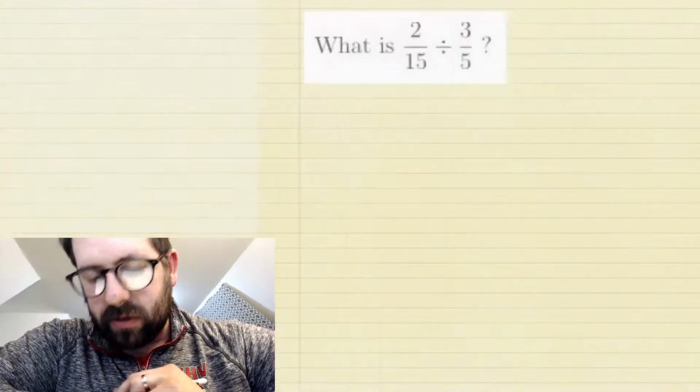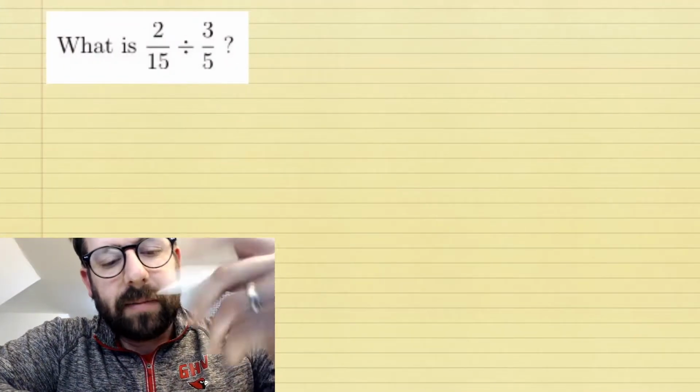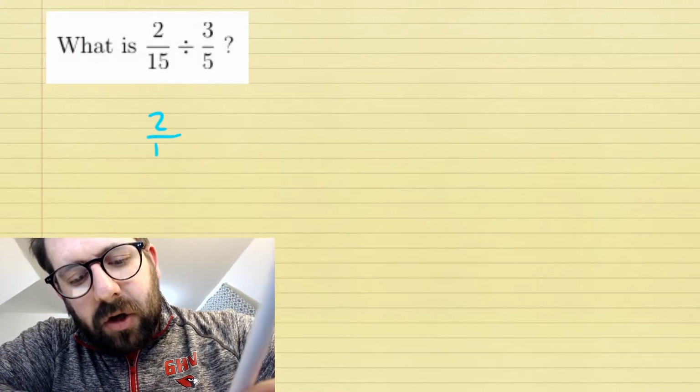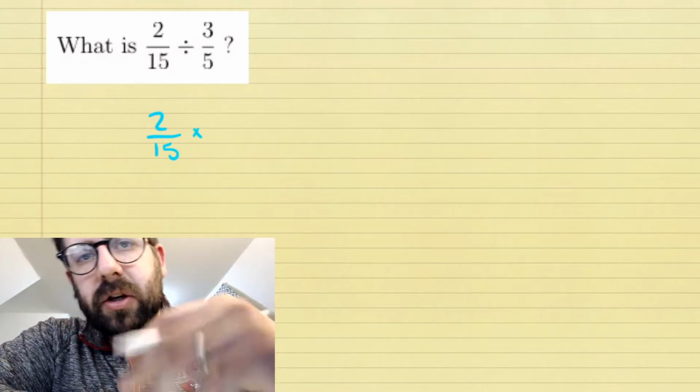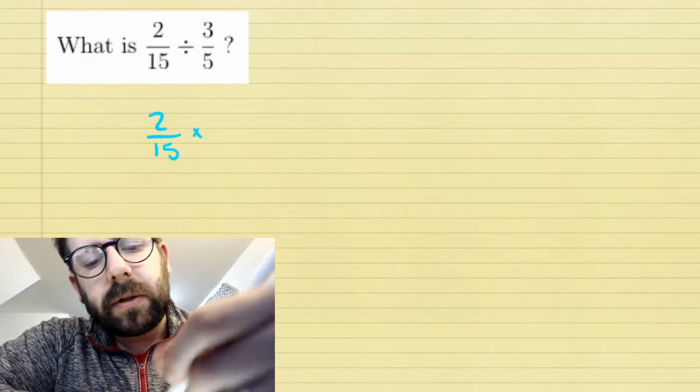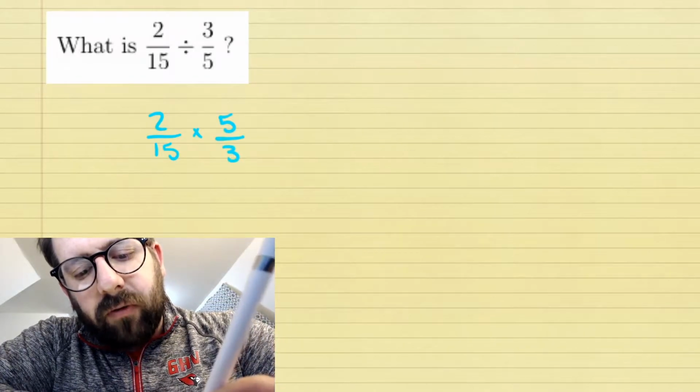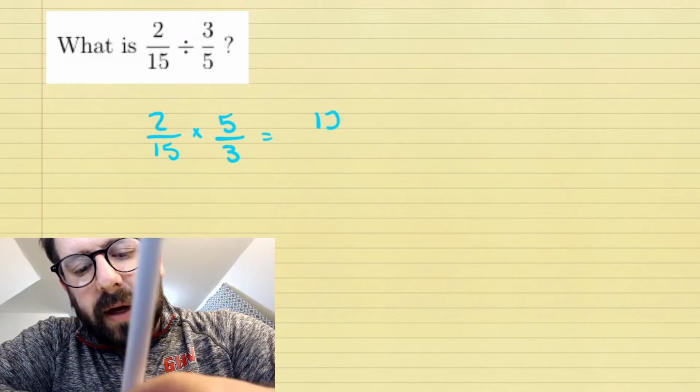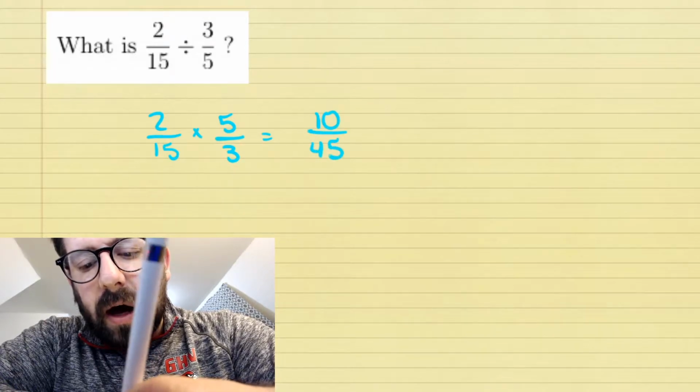Now, let's jump to the next one. That was the first one. Second problem, same exact idea. I'm going to change that division sign to multiplication, because we don't technically divide fractions. You flip the second fraction over, then you can multiply straight across. So we get 10 over 45.